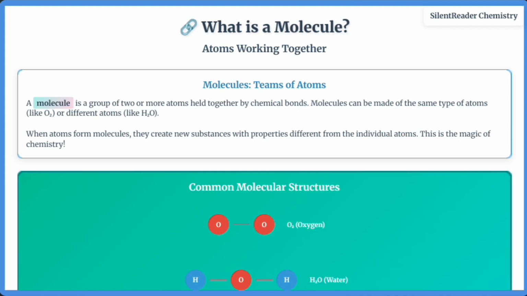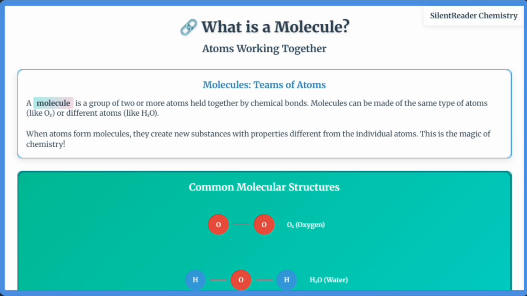Now let's understand molecules, teams of atoms working together. A molecule is a group of two or more atoms held together by chemical bonds. Molecules can be made of the same type of atoms like O2 oxygen or different atoms like H2O water. When atoms form molecules, they create new substances with properties different from the individual atoms.